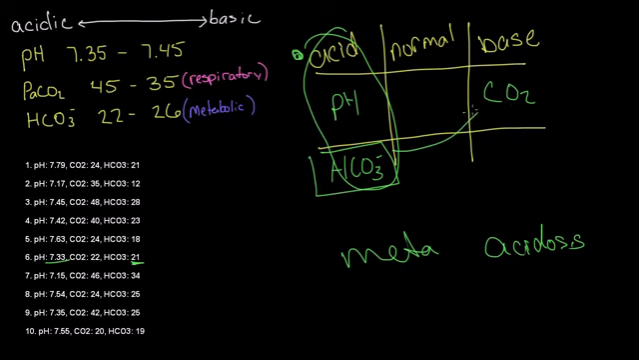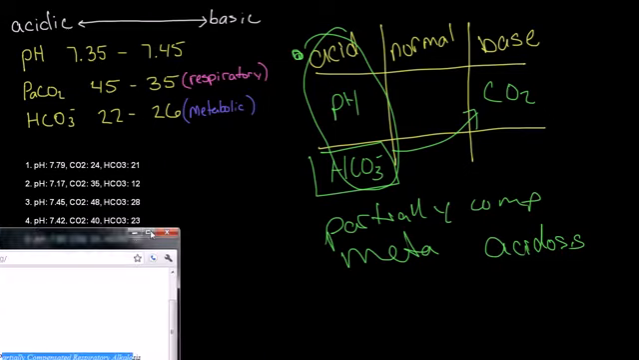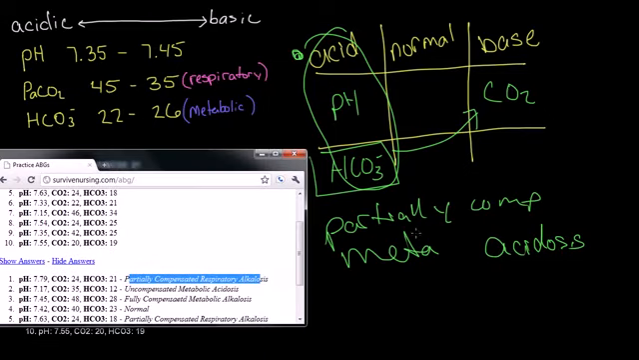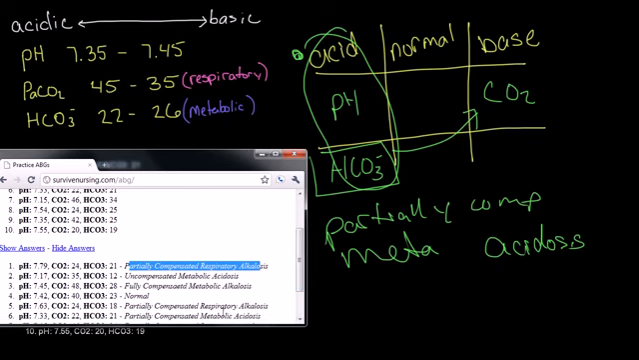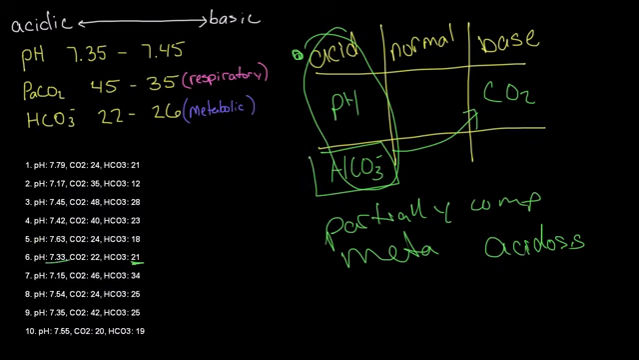And our opposite parameter is partially compensating, because it's in the opposite column. So let's go ahead and double check our answer here. This should say partially compensated metabolic acidosis. Partially compensated metabolic acidosis. So we are correct here again. Okay, let's move on to problem number 7.